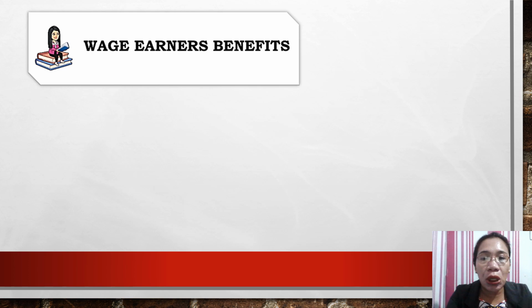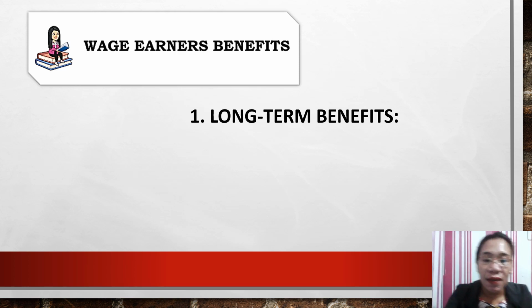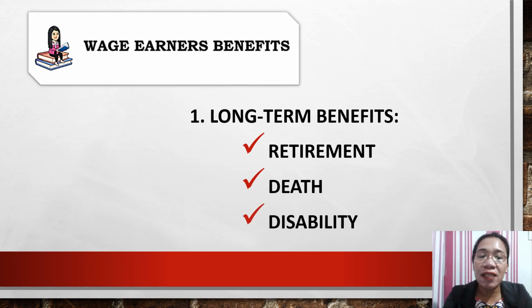So, wage earners' benefits. We have number one, long-term benefits of wage earners. When we say long-term, it means it can cover life, as long as you are alive. The first one is retirement. Second is death. And the third is disability.